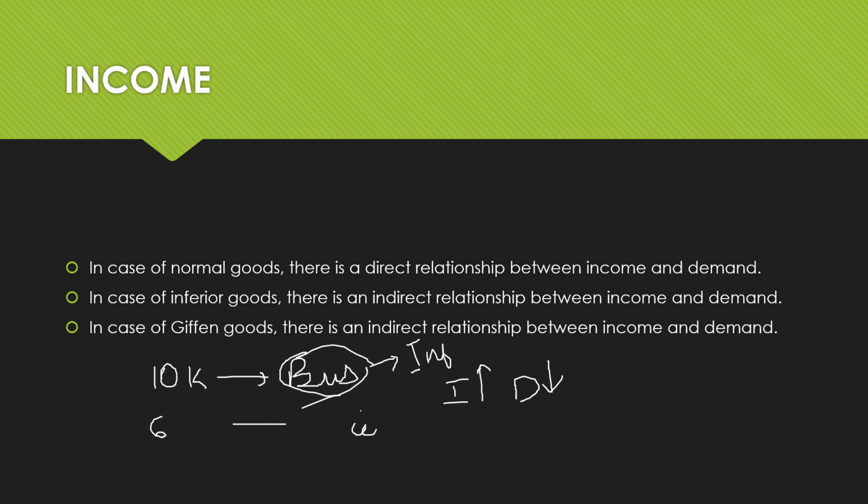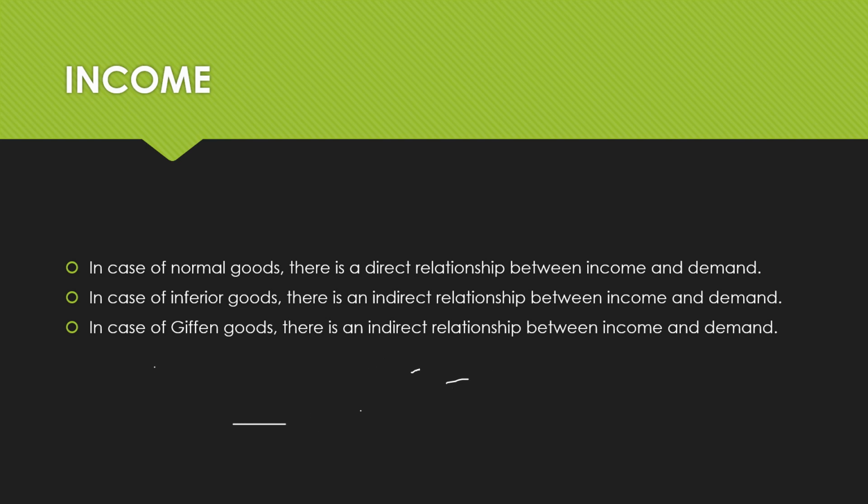Now the next case is of Giffen goods. Giffen goods are also inferior goods, but they are such kind of goods which have very few substitutes. So these are non-luxury inferior goods, like salt, potatoes, rice, bread. These goods are highly inferior, for which the negative income effect outweighs the positive substitution effect.